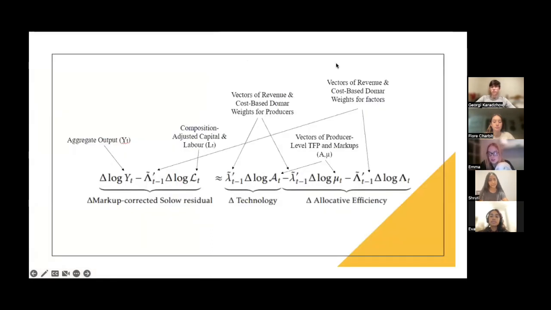One question addressed in the paper that I find to be particularly interesting is that regarding the relationship between misallocation and productivity slowdown. Baqaee and Farhi have derived the following markup-corrected version of the Solow residual. The equation below decomposes aggregate productivity growth into an allocative efficiency component and another representing pure technological change. But what does this model actually imply?